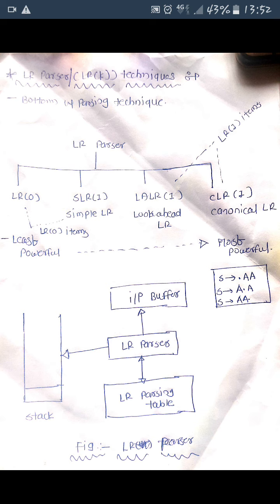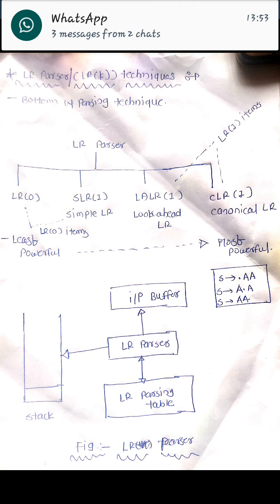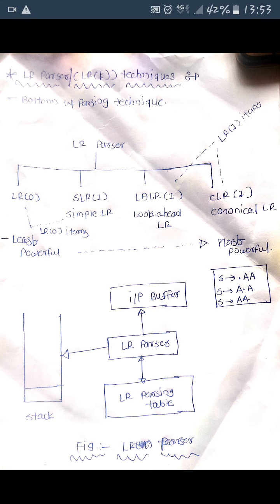Now there are different types available for bottom up parsing, that is your operator precedence parser and LR(k) technique. In LR(k) technique or LR parser, there are different types available, such as LR0, SLR1, LALR1, and CLR1. Okay, now we are going to discuss these things in detail.